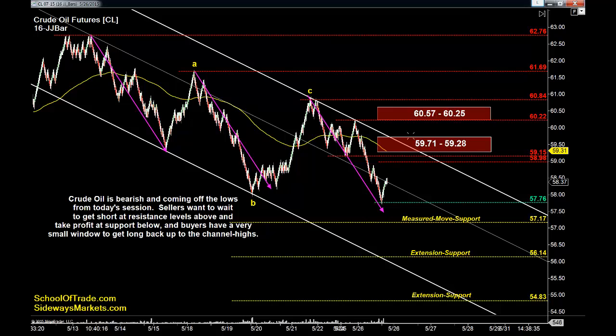Just be very careful selling at the lows right now. You just never want to make it a habit of selling the lows. This is no different right now.